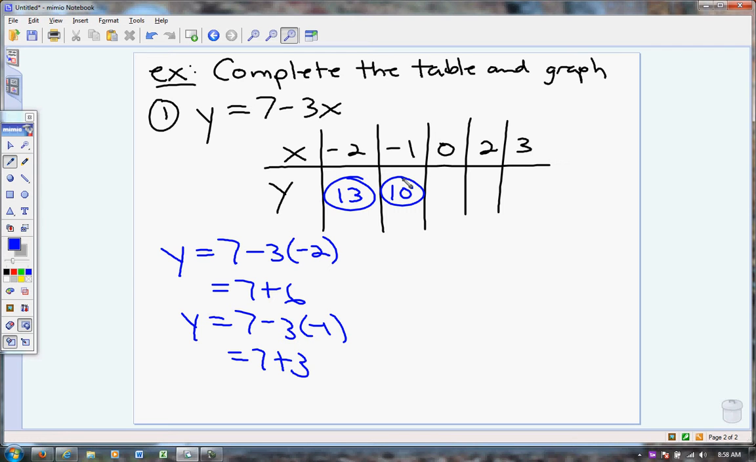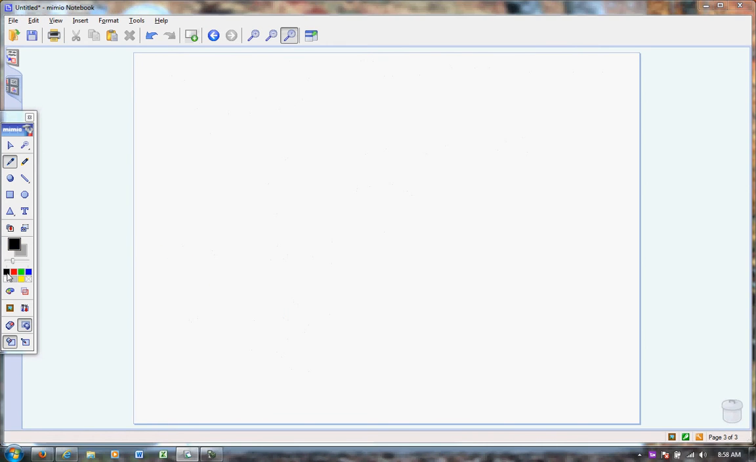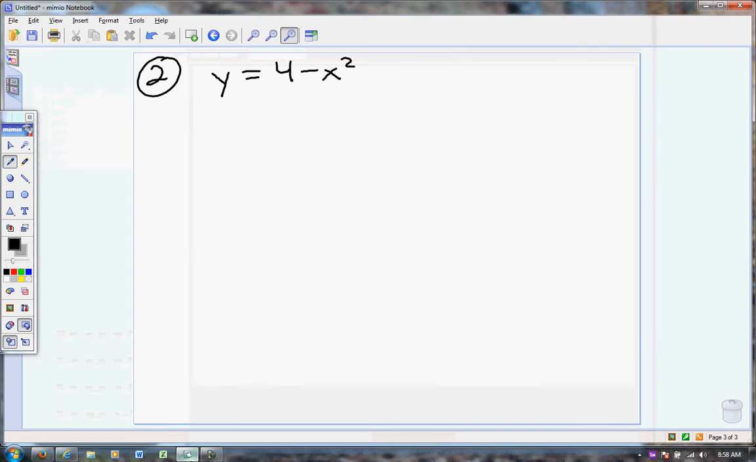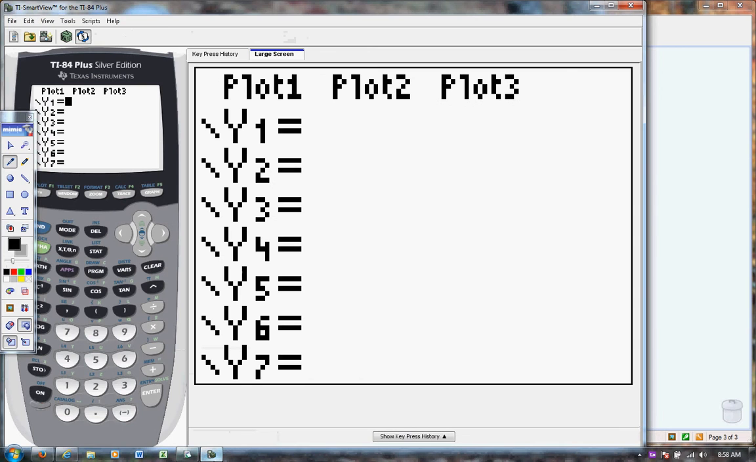How could I complete the table if I wanted to use the graphing calculator? Let's use a whole new equation. Let's say that I had y equals 4 minus x squared. And they asked you to complete that table. Well, when we're using the graphing calculator, the first order of business is to put the equation into your y equals screen. So in this case, did I give you the equation? Yes, 4 minus x squared. So we want to put in 4 minus x squared.